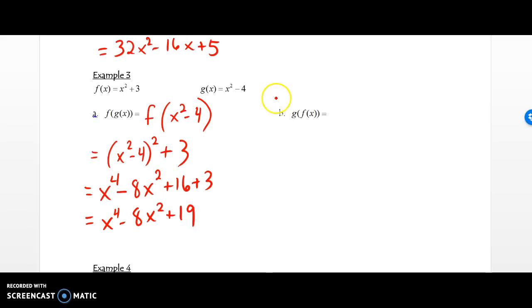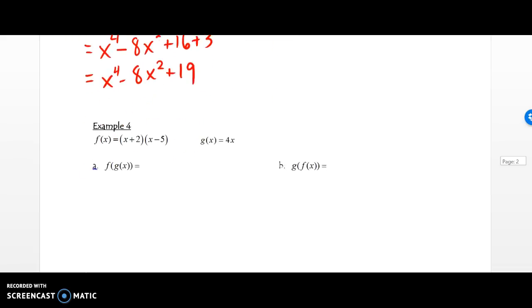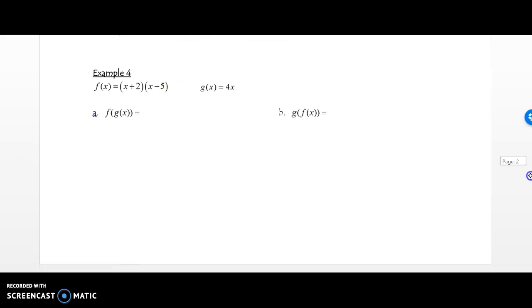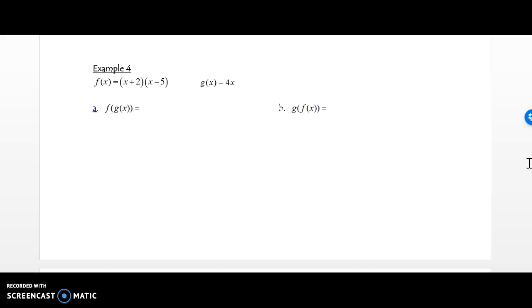Okay, I want you to complete example 3, letter B, as part of your homework. So we're going to go down to example 4. And for example 4, f of g of x. So we're putting g of x into f of x.